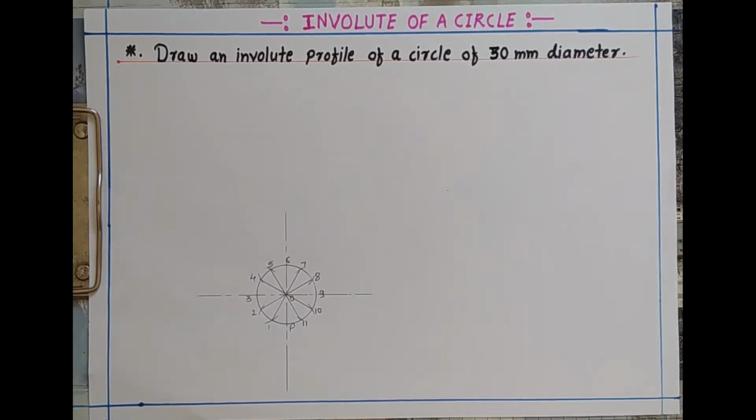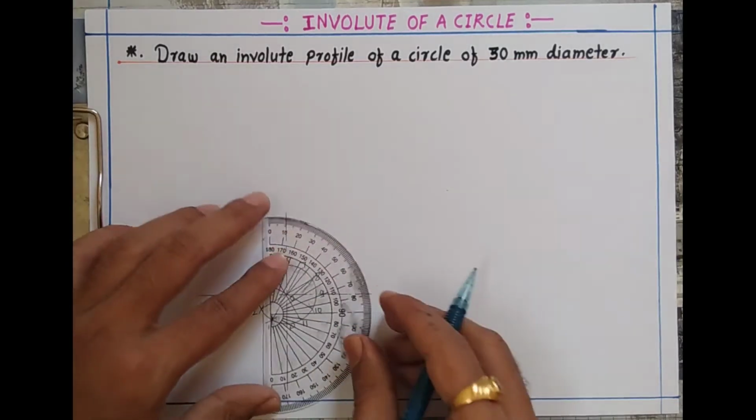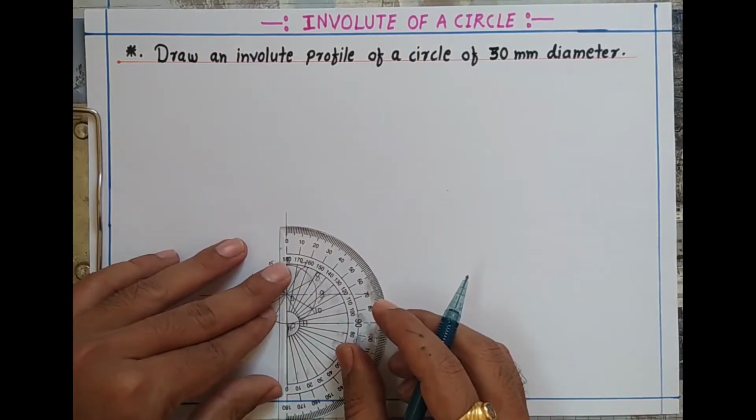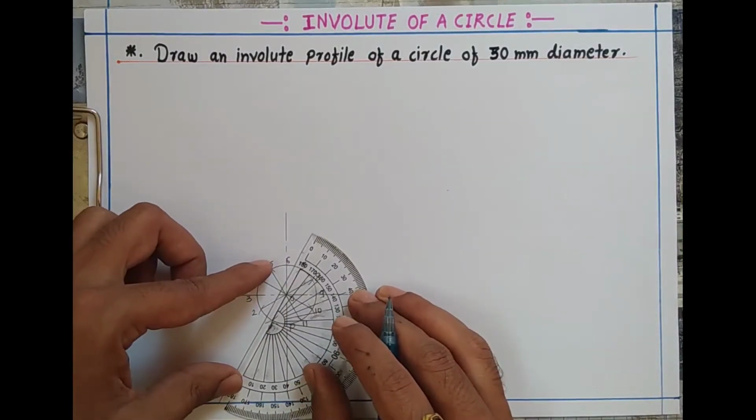Okay, now after having the circle and its division into 12 equal parts, next we have to draw the tangent lines. A tangent line from every point, and the lines are tangent to the circle. So we initially draw a tangent to the point P. We take a protractor, place its center at point P, and mark that angle as 90 degrees.